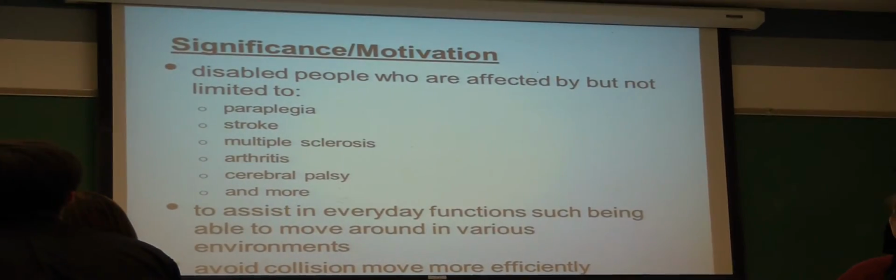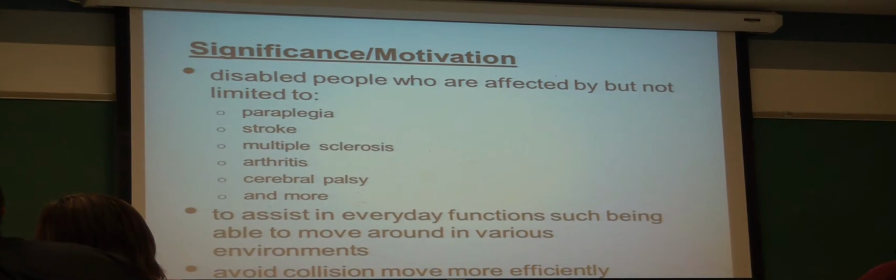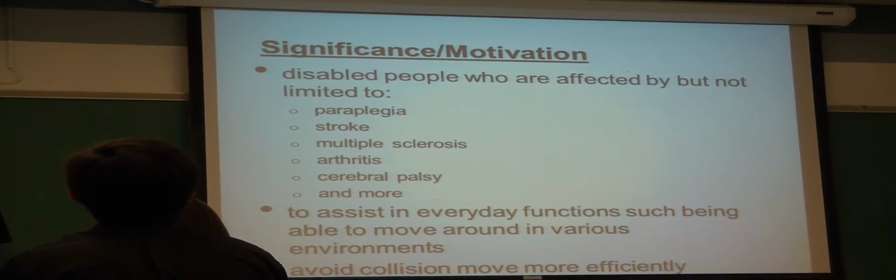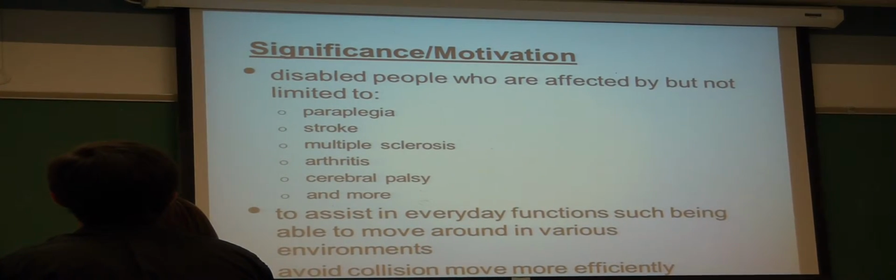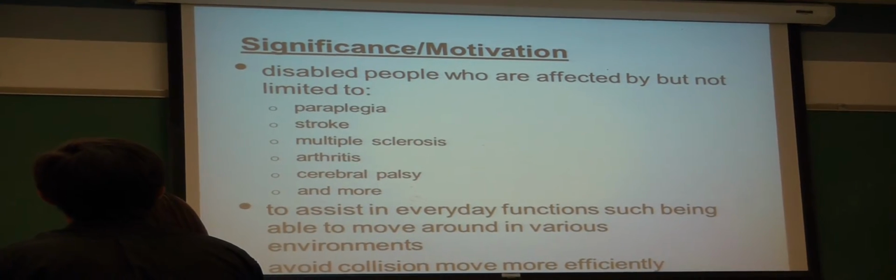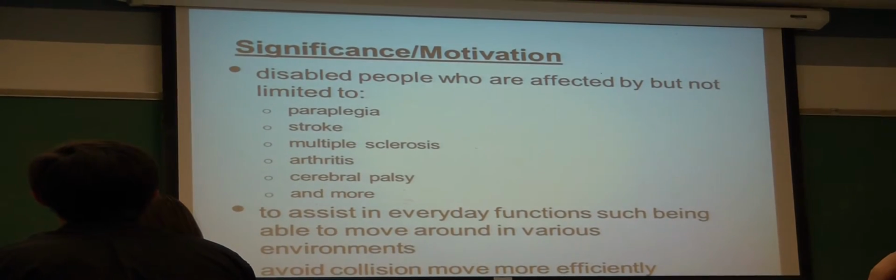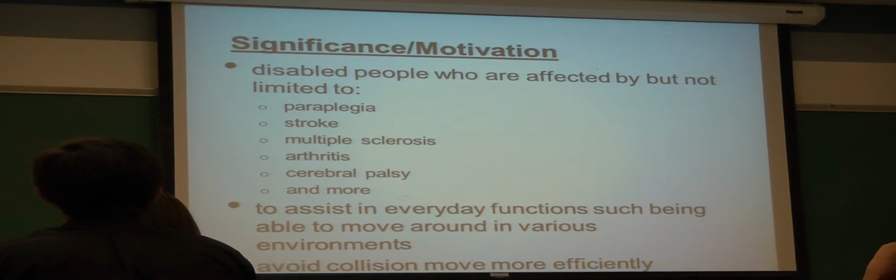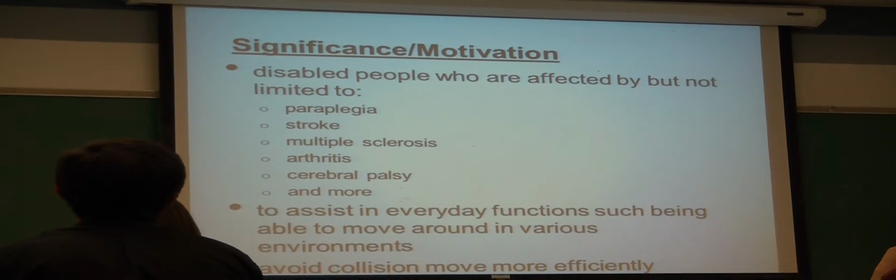Alright, so basically, why is this important, and why are we looking at this? We want to help people who are inhibited by their body, so they can't function normally. We're going to focus on disabled people who are affected by, but not limited to, paraplegia, stroke, multiple sclerosis, arthritis, cerebral palsy, and much more.